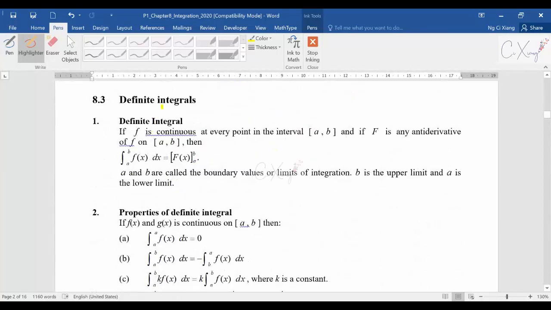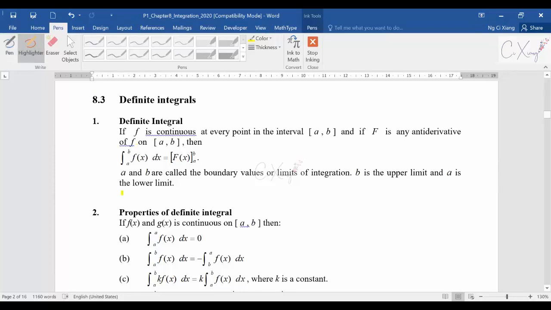If you want to look at the very standard definition for the definite integral, this is what we have. They're talking about f being continuous at every point in this interval, and if you have any antiderivative of f on this interval, then when you do the integration, it will be something like this. This is not important, it is a bit beyond your syllabus already, but you will learn this at uni level, if you are still taking maths papers.